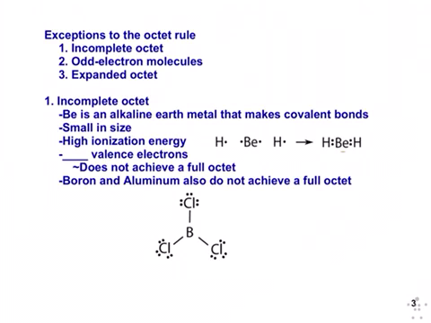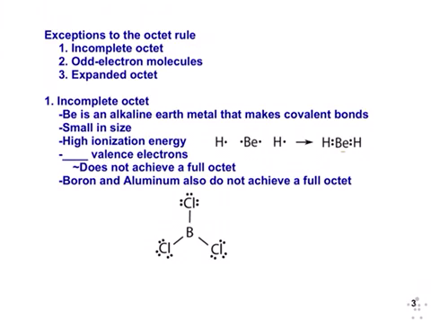So here are the 3 exceptions to the octet rule. They're kind of important. Okay? The first exception is called an incomplete octet, and it's exactly how it sounds: we're not going to get 8 electrons. The second is called the odd electron molecules, and the last one is the expanded octet, meaning that they can hold more than 8 electrons.